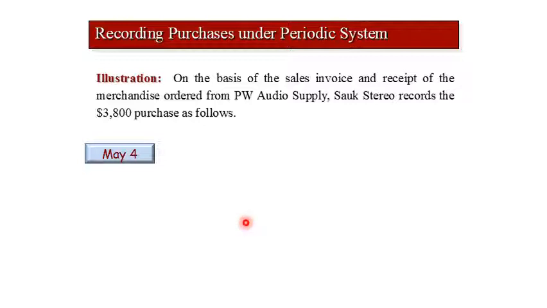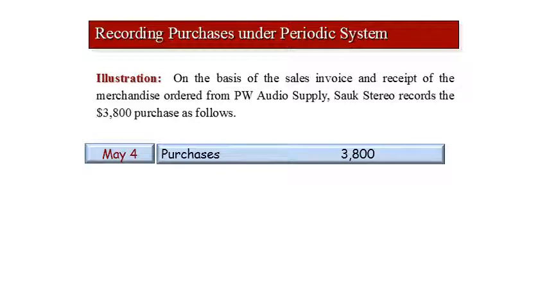Let's work on recording the transactions under the periodic system. Let's start with purchases. Assume that the company ordered from supplier PW Audio Supply stereo records, purchases of 3,800. How can we record the purchases of 3,800? According to perpetual, we call it inventory. Here we call it purchases. So we get 3,800 of goods from our supplier. We call it purchases, so purchases will be debit 3,800.